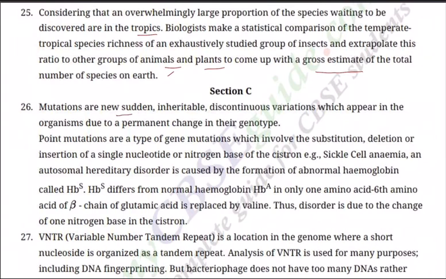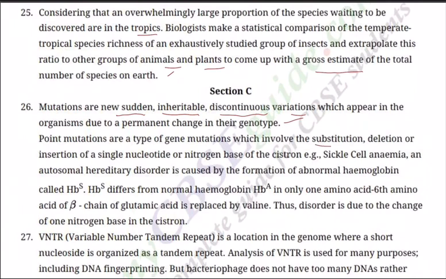Define point mutation. Give one example. Mutations are new, sudden, inheritable, discontinuous variations. So whenever we say mutation, it is sudden, all of a sudden it takes place. And this appears in the organisms due to permanent change in their genotype.